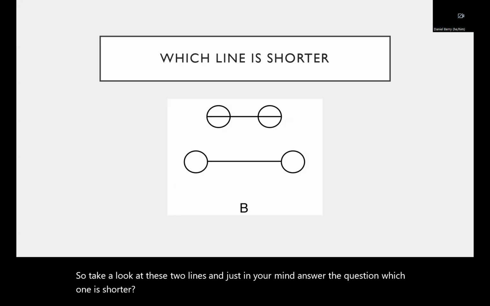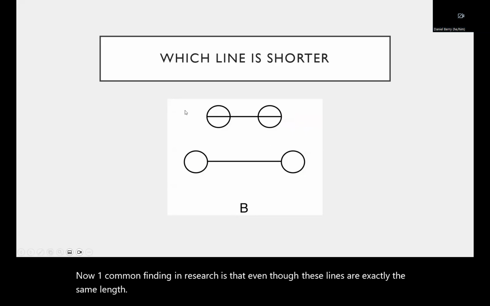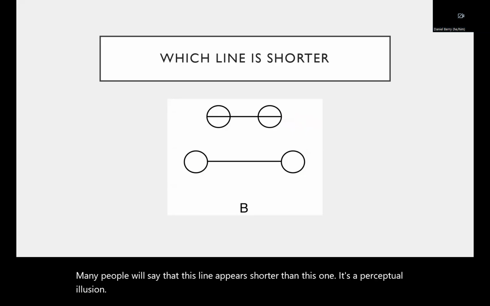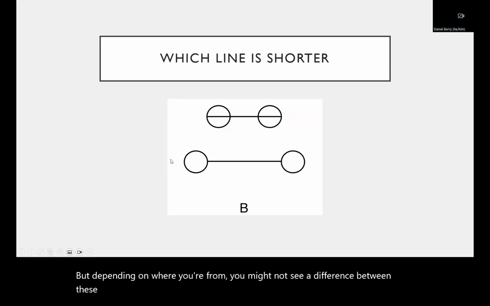Now, one common finding in research is that even though these lines are exactly the same length, many people will say that this line appears shorter than this one. It's a perceptual illusion that you're seeing here. But depending on where you're from, you might not see a difference between these lines at all.